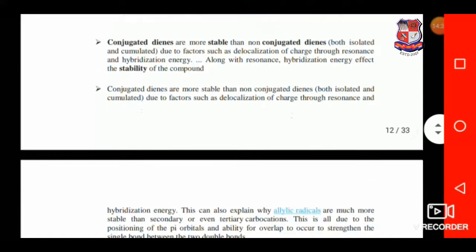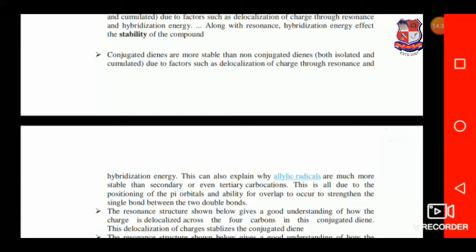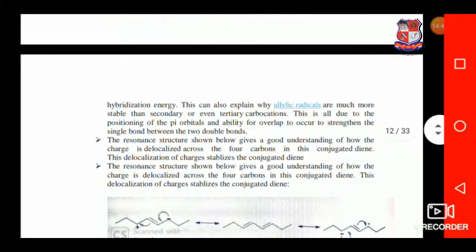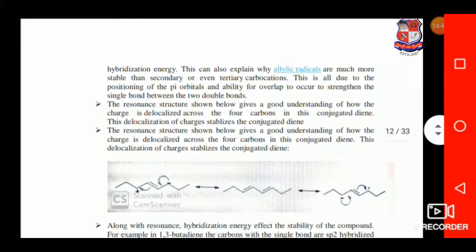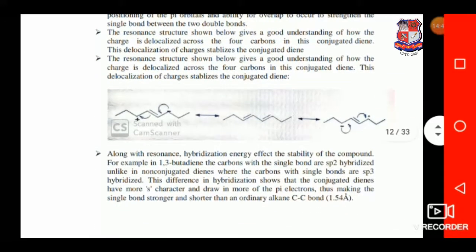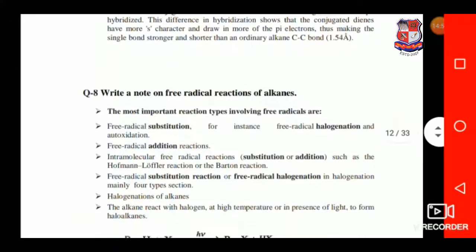Conjugated dienes are more stable than non-conjugated dienes because of factors such as delocalization of charge through resonance and hybridization energy. This is the example, the practical illustration of how conjugation and resonance take place.